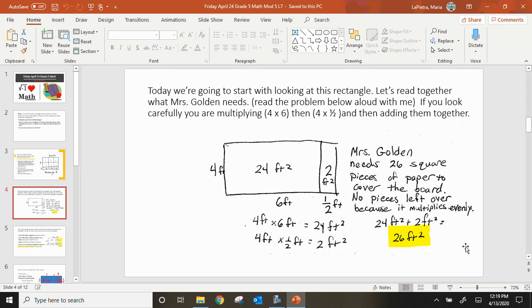If you look carefully, you're multiplying 4 times 6, and then you have this half a piece here also. So 4 times 6 is 24. They wrote the answer right on the rectangle. And 4 times a half is 2. So 24 plus 2 gave us what's highlighted here, 26 feet squared. This is area, not volume. Length times width, units squared is area. Okay.